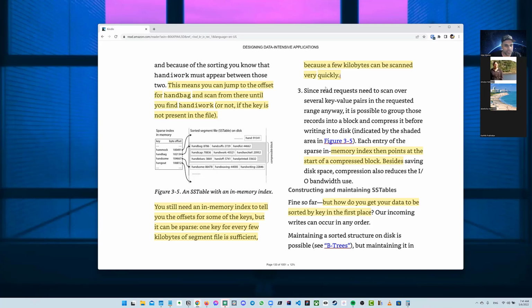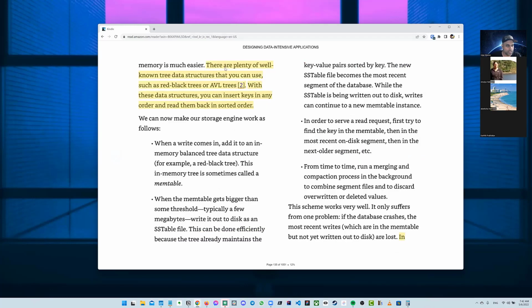So that was a good summary. We did leave off at the SSTable area, and this is what we were talking about. How do we make sure that the keys are sorted in the first place, because we don't want to have O(n) lookups for keys? A sorted structure on disk is possible with a B-tree, but in memory it's easier. Last time towards the end we talked about red-black trees and AVL trees, and how those trees are optimized to have a balanced structure, so searching is faster.